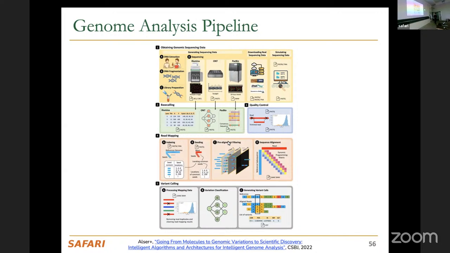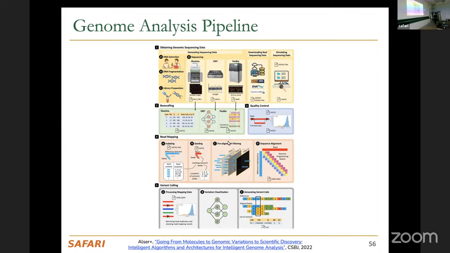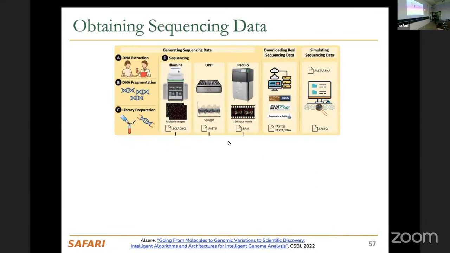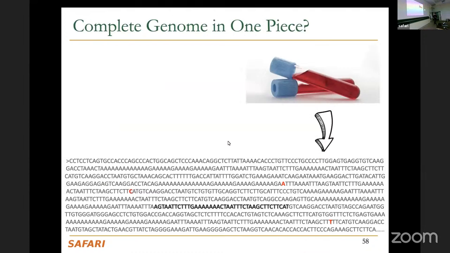You can see there are many steps here. I'll start with the one where we generate the data from the biological molecules, which is this. Assume that this is the library that you prepared and put in a sequencing machine, and the output will be this.